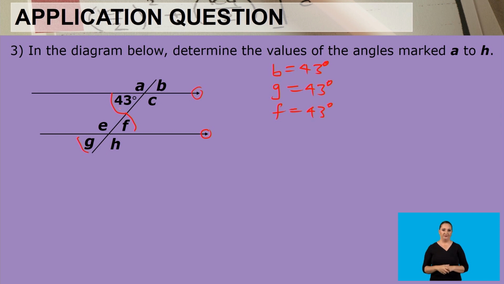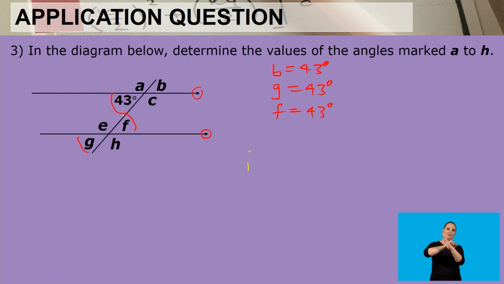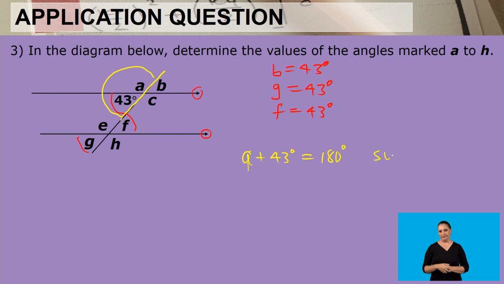Look at angle 43 degrees and angle A. They are on a straight line. Let's change color so that you see that now we are looking at a different part of it. They are on a straight line, which means they are supplementary. And so angle A plus 43 degrees equals 180. And because they are angles on a straight line, they are supplementary.